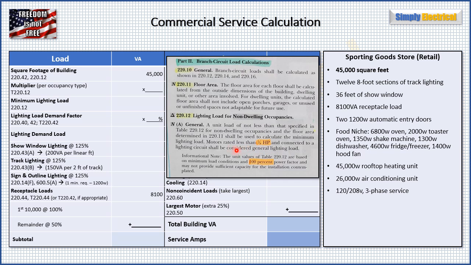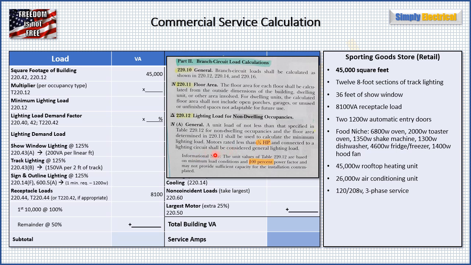Any motor that's that small and connected to a circuit is figured into this calculation, and we don't have to worry about figuring that in any other place. Like when we're dealing with motors later on in the calculation, we don't have to worry about these motors that are 1/8 horsepower or less and connected to a lighting circuit.